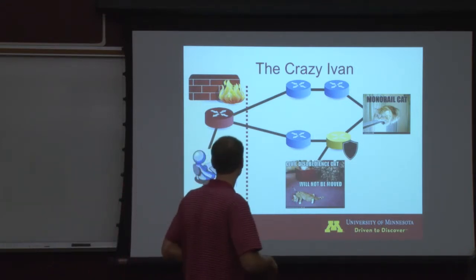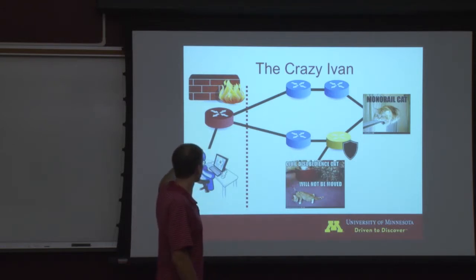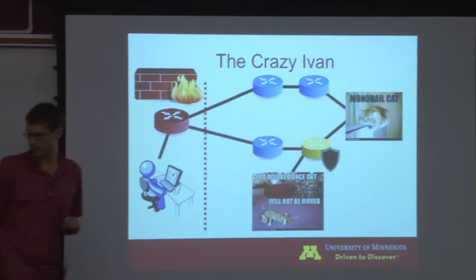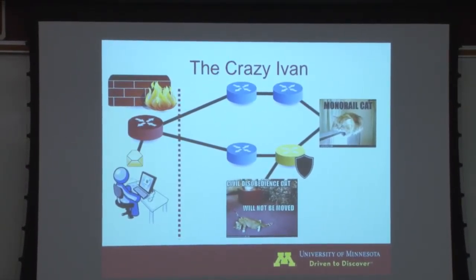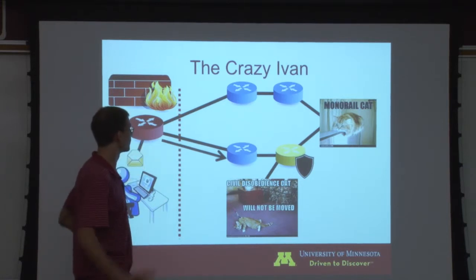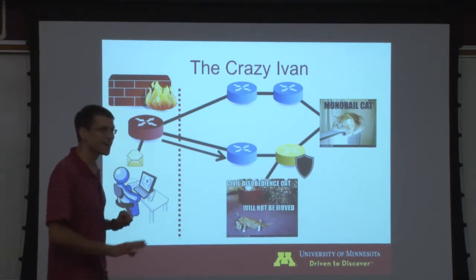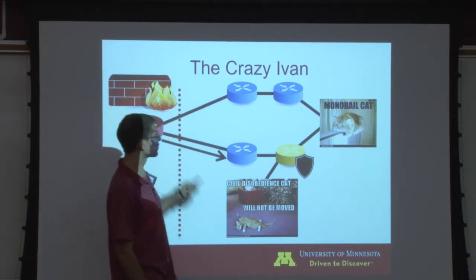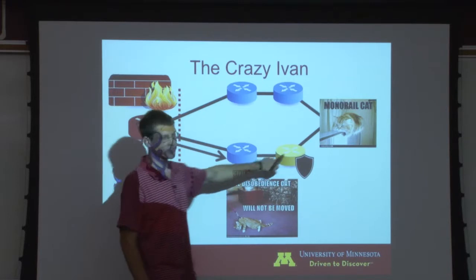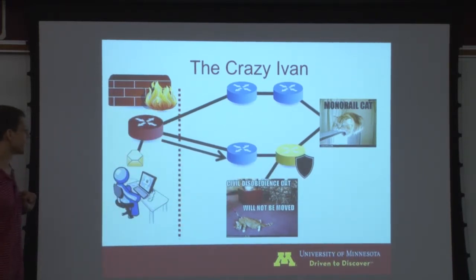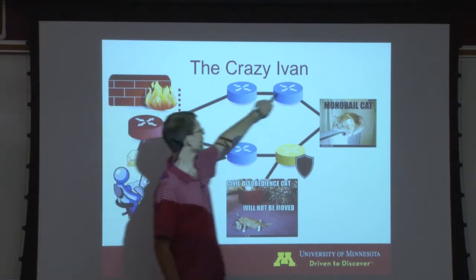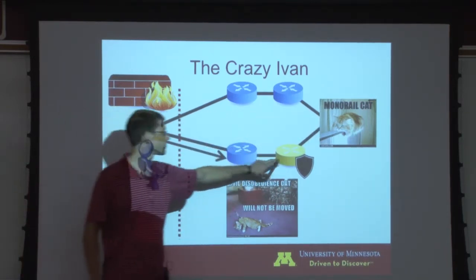The way the Crazy Ivan attack works is, the client's ISP in this topology, which of course is completely representative of the internet in every way, has two choices for how to send packets which are addressed to the overt destination, Monorail Cat. It could send them along this path, in which case they will reach the decoy router and be sent to Civil Disobedience Cat, or it can send them along this path, in which case they'll never be seen by this decoy router, which is down here.